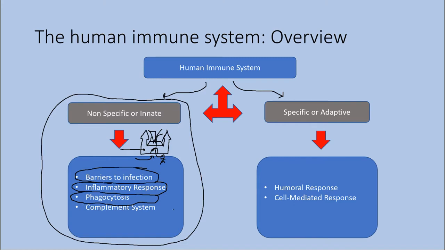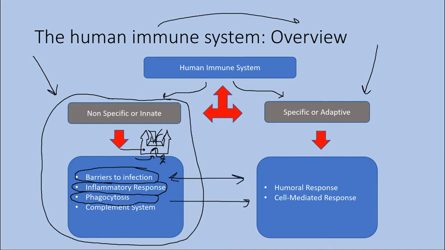If you don't understand those three things, go back to the videos and make sure you do, because it does link. They don't operate in silos, so it's not just a case of the non-specific immune system working and then handing it over to the specific immune system. There's consistent interaction between the two systems, obviously because we want to maximize the opportunity of killing pathogens.